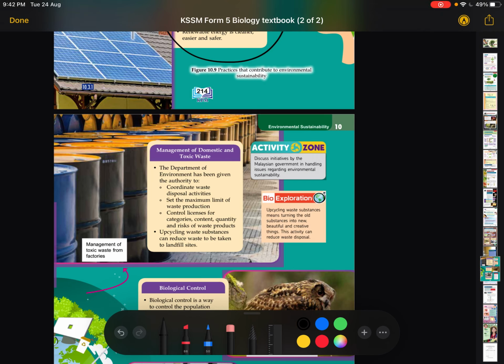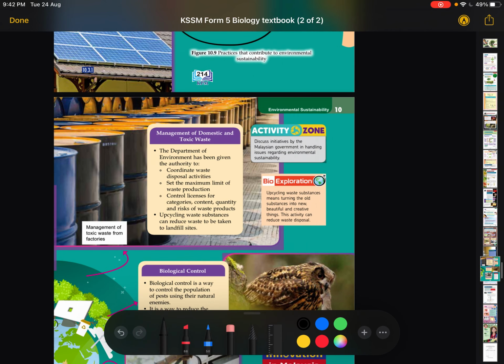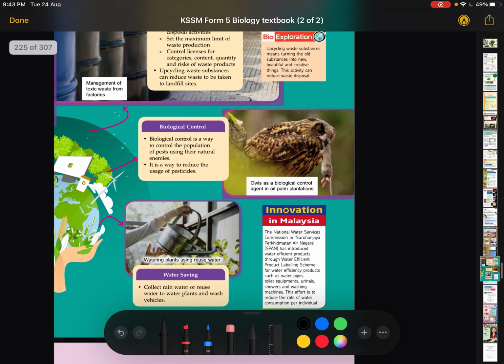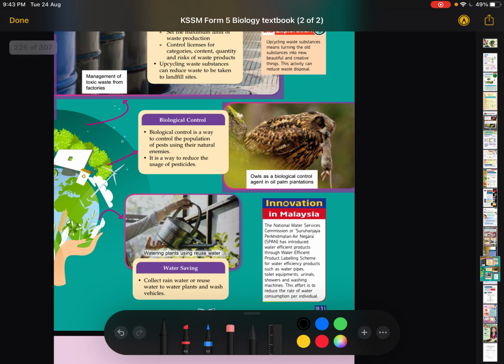Next is to manage your waste. So we talked in chemistry about wastewater management, and then there's also domestic waste management. So the Department of Environment should make sure that they control how much waste is produced and who is responsible for it. So upcycling is turning waste substances into new things, like improving on certain waste. So you can upcycle these waste substances to become better, and this will reduce waste.